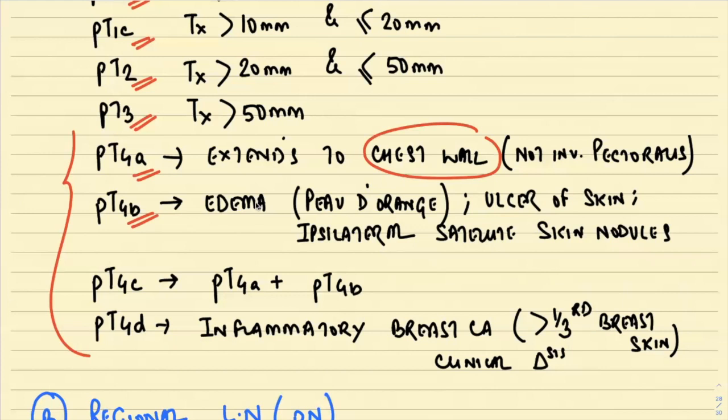If there is formation of edema, the orange peel appearance, ulcer of the skin involvement, ipsilateral satellite skin nodules are there, then it is T4b. If both A and B are present, we call it T4c. And T4d is your inflammatory breast carcinoma, as I told you. So for diagnosis, more than one third of the breast skin should be involved, and it is basically a clinical diagnosis. Okay, T4d is your inflammatory breast carcinoma.